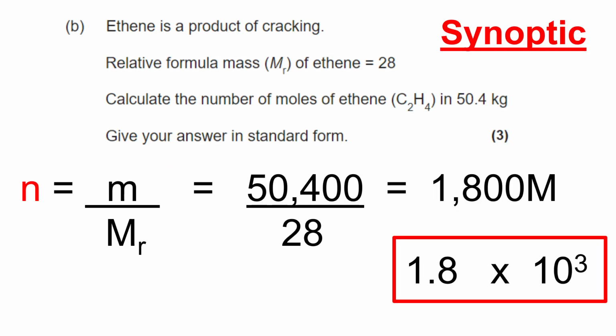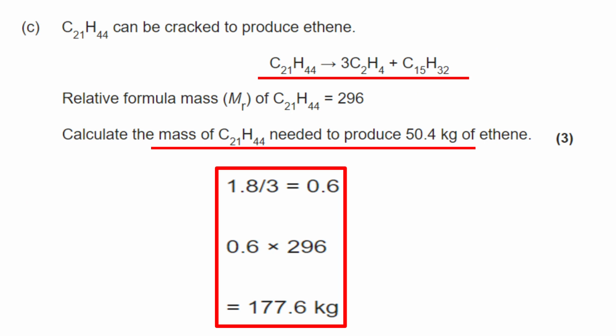You also need to remember your papers are synoptic, so they can ask you about moles, even though it's more on paper 1. Calculate the number of moles of ethene. Well, I've had to convert from kilograms to grams, and I get 1800 moles. In the next question, however, they want my answer in kilograms, so I don't have to convert. As you can see, it's a 1 to 3 ratio, working backwards. So I divide by 3, so I need 0.6 moles of C21H24, which weighs 296, and there you get your answer.